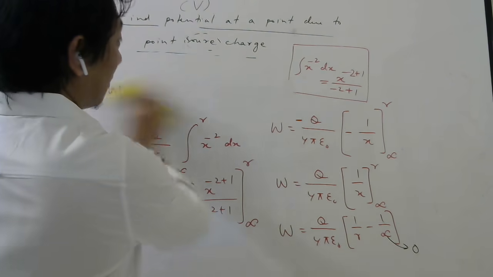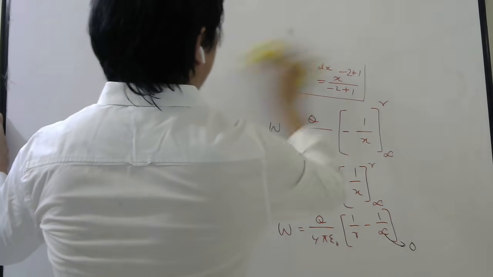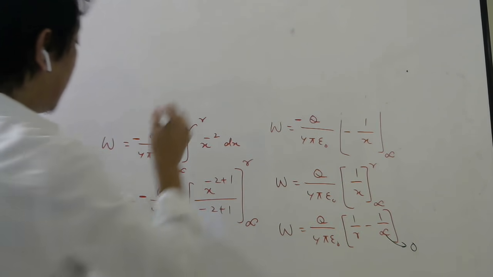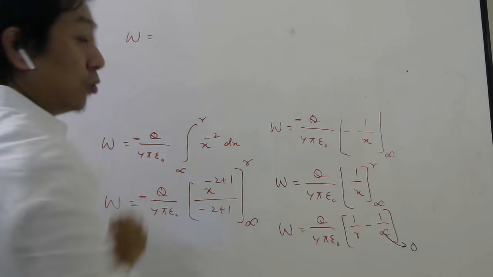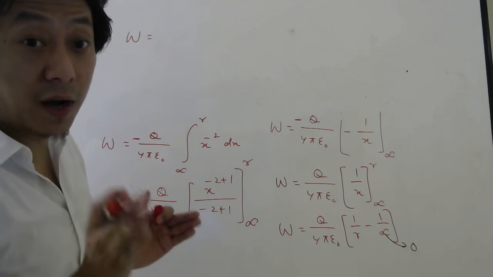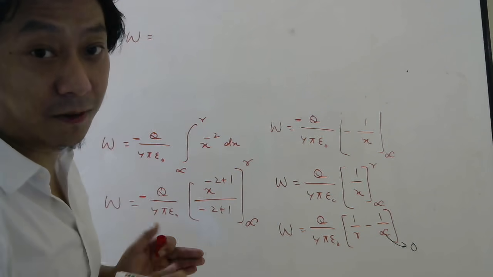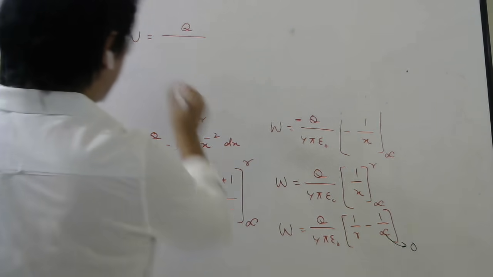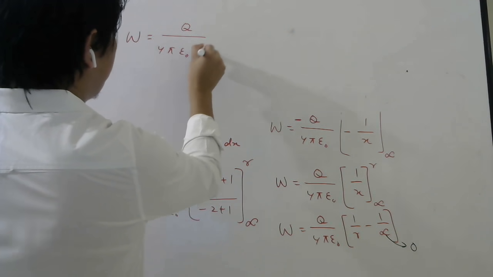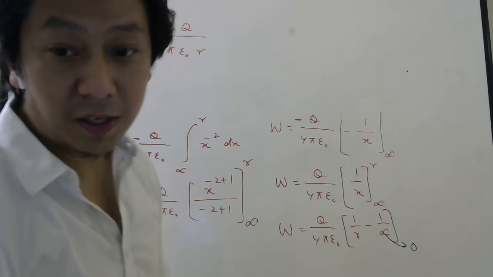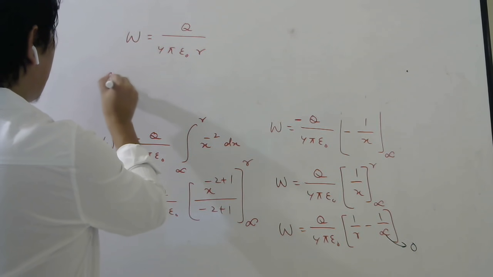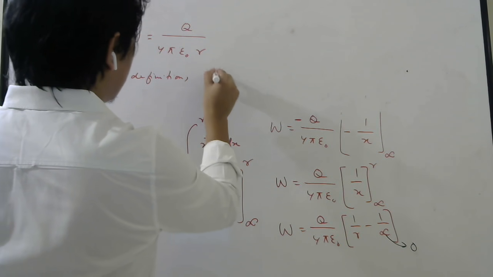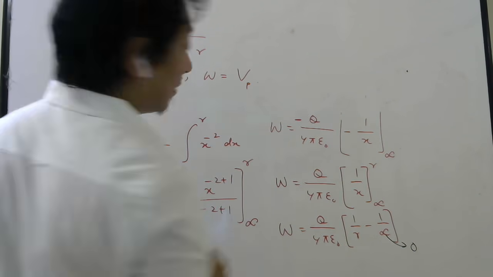So then what is left now? So the answer for work done to bring 1 coulomb charge from infinity to which point? P. How far is it? R from the source charge, which was capital Q. So work done is Q divided by 4 pi epsilon naught R. Okay, this is minus 1 by infinity, 0. And by definition, this work done is nothing but potential at P.